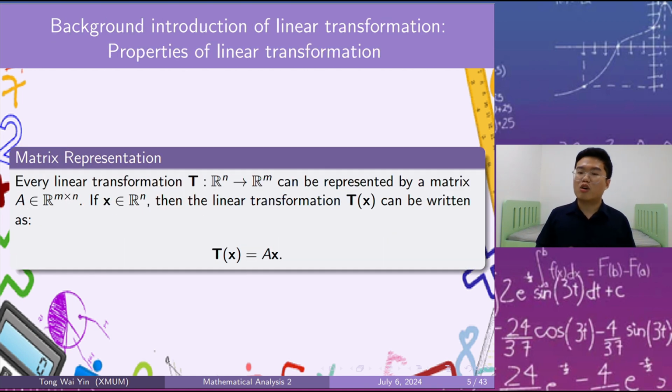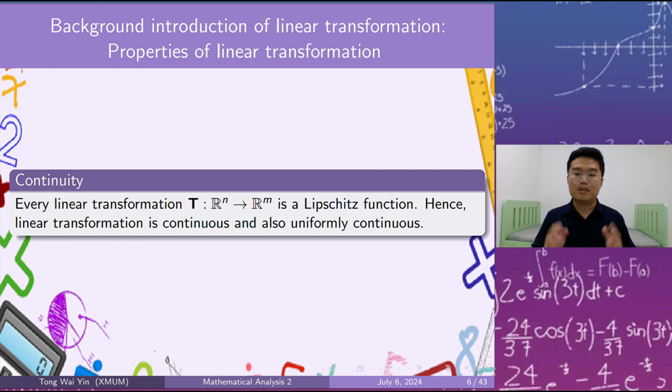Linear transformation consists of several properties. For instance, every linear transformation T from the n-dimensional real space to the m-dimensional real space can be represented by a real m times n matrix A. If x is a vector in n-dimensional real space, then the linear transformation of x can be written as T of x equal to matrix A multiplied by column vector x. Besides, every linear transformation is a Lipschitz function. Hence, this implies linear transformation is continuous and also uniformly continuous.